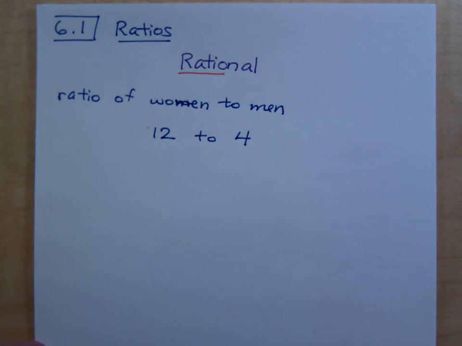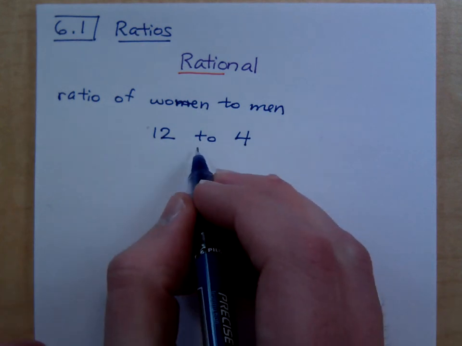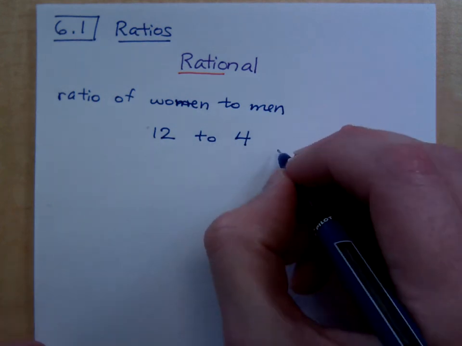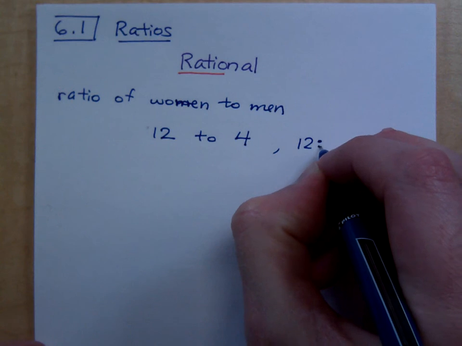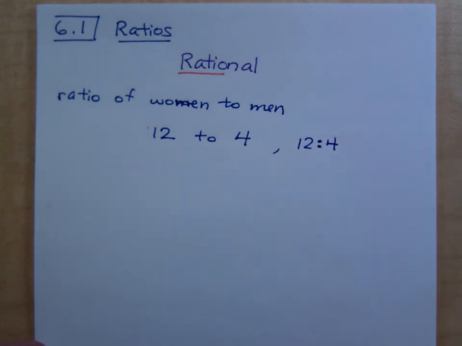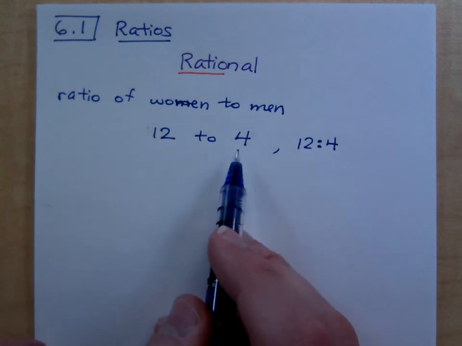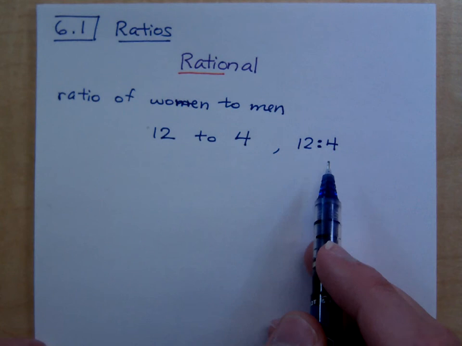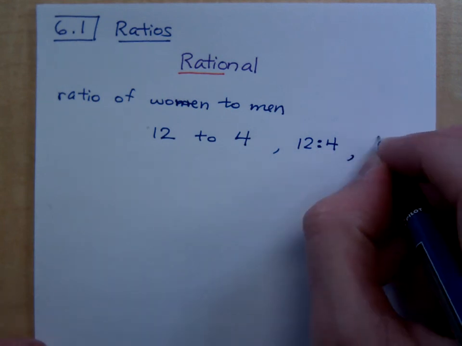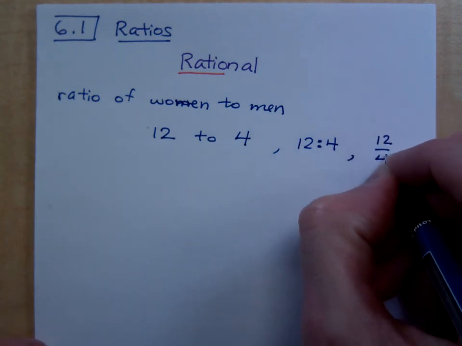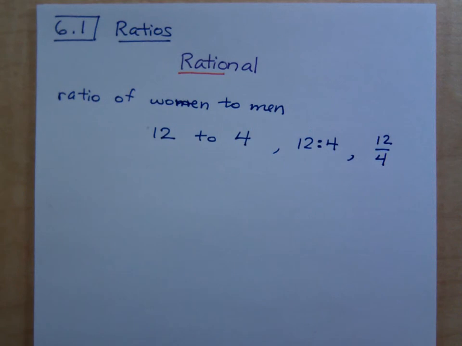We're talking about students. So the ratio of 12 to 4, we'll say the word to, and that means 12 to 4. We could also say this, 12:4. That's how we would do the ratio. The first part is the first part that's mentioned, women, and the second part is the second part mentioned, men. Women to men is 12 to 4. I could even write it like this, 12 to 4 as a fraction.